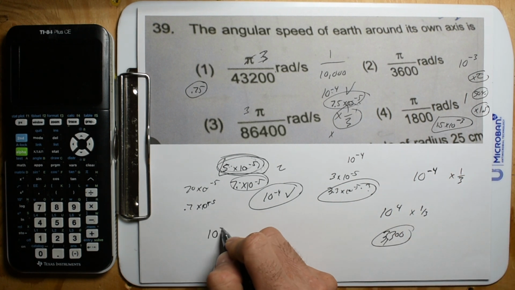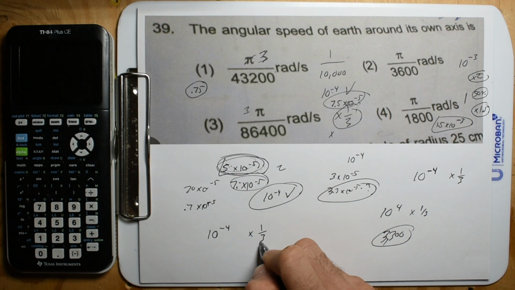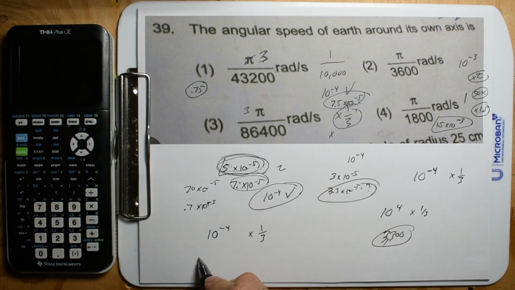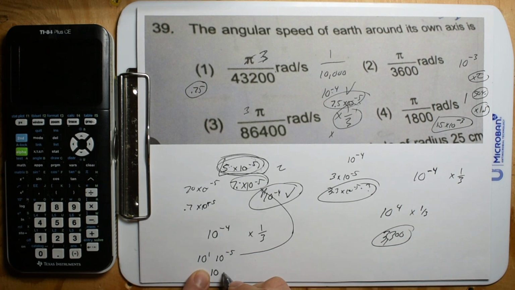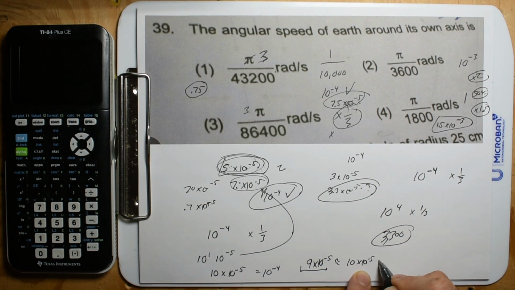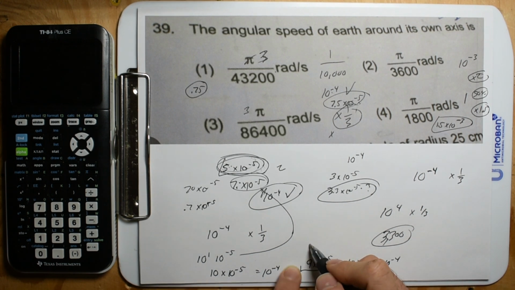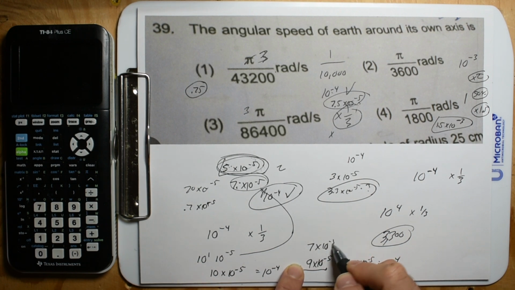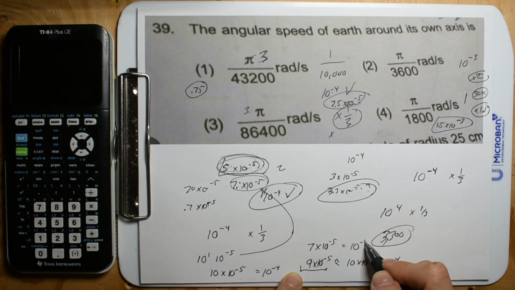So with scientific notation, you can do this. If I have to take a third of 10 to the 4, I can split this up into 10 to the 1 times 10 to the negative 5. Because that's exactly what you're going to be doing anyway. You take 10 times 10 to the negative 5, which is 10 to the negative 4. But 9 times 10 to the negative 5 is pretty much equivalent to 10 times 10 to the negative 5, which is 10 to the negative 4. That's why we're saying 7 times 10 to the negative 5 is close enough to 10 to the negative 4.